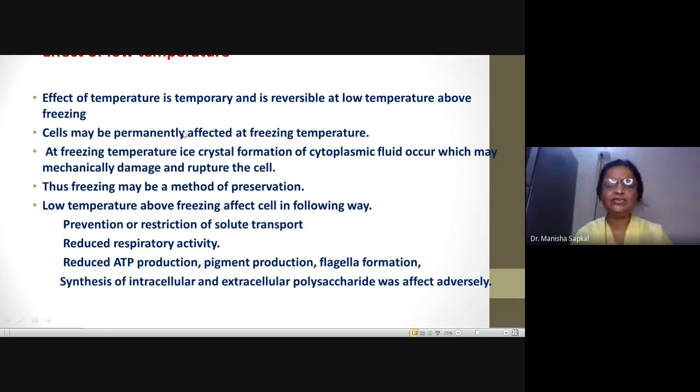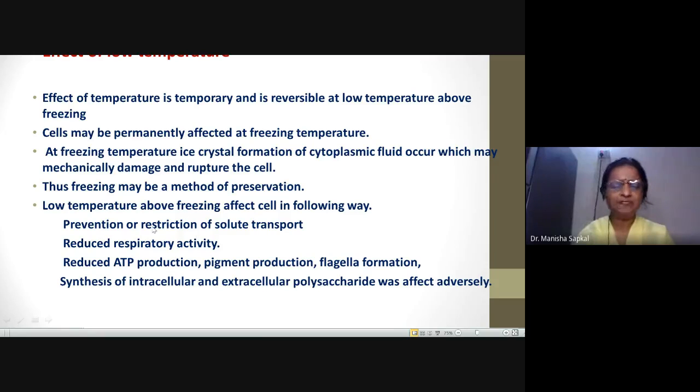So at freezing temperature below zero, the temperature which allows ice formation, the effect is permanent. At freezing temperature, ice crystal formation of cytoplasmic fluid occurs, which may mechanically damage and rupture the cell. In this case only, low temperature permanently damages the cell. Otherwise, a temperature just above freezing, called a chilled temperature, causes a temporary effect. At chilled temperature we are not allowing ice formation. The temperature might be 4 degrees Celsius or thereabouts, where the temperature is low but there is no ice formation.